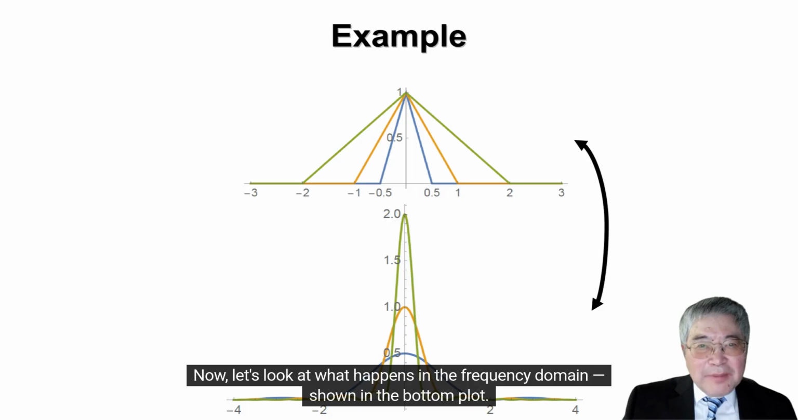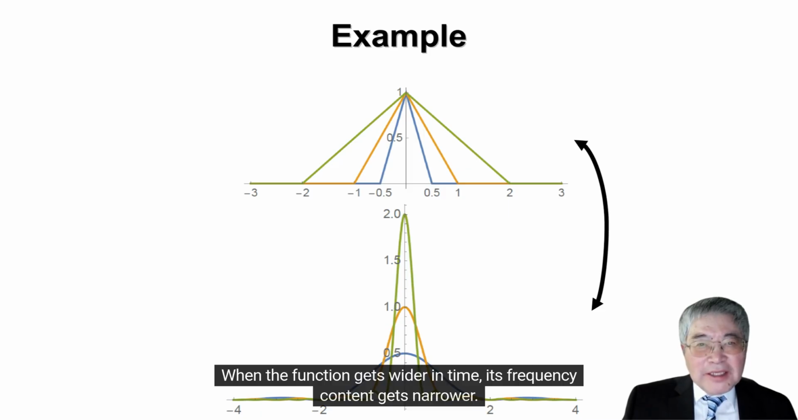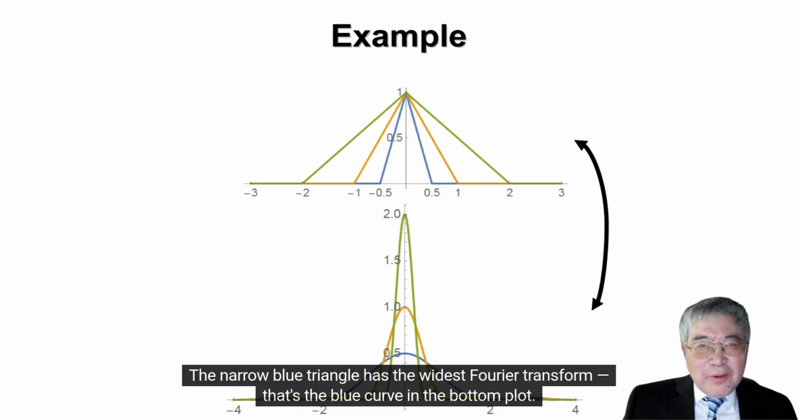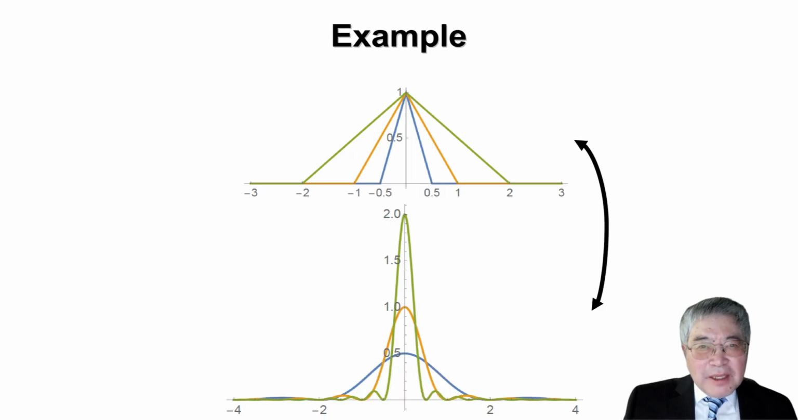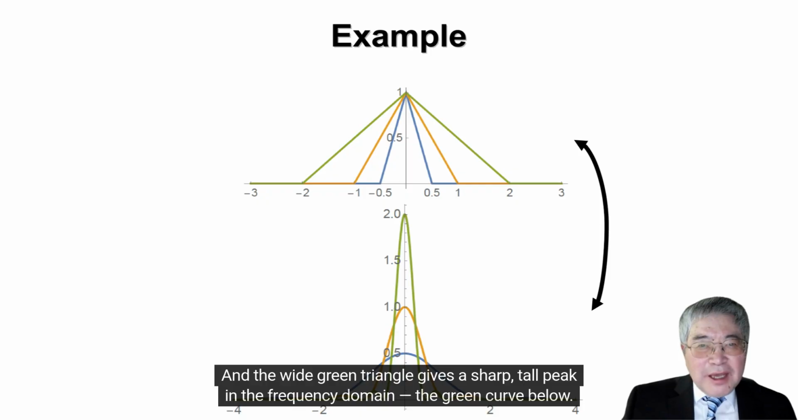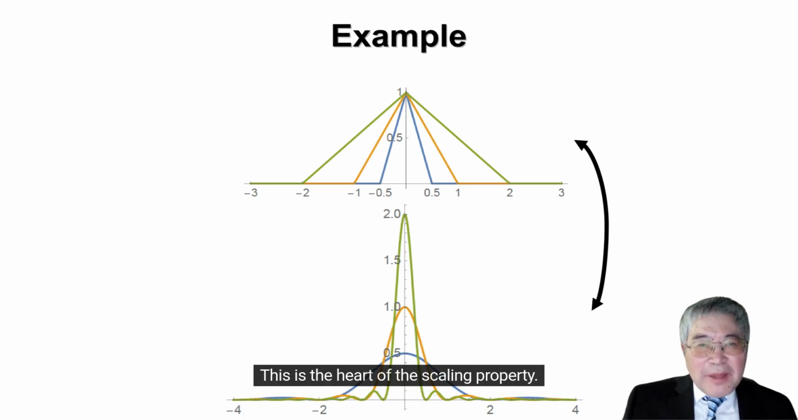Now let's look at what happens in the frequency domain, shown in the bottom plot. Here's the key idea. When the function gets wider in time, its frequency content gets narrower. You can see that clearly. The narrow blue triangle has the widest Fourier transform. That's the blue curve in the bottom plot. The medium width orange triangle gives a more focused frequency response. That's the orange curve. And the wide green triangle gives a sharp, tall peak in the frequency domain, the green curve below. This is the heart of the scaling property.